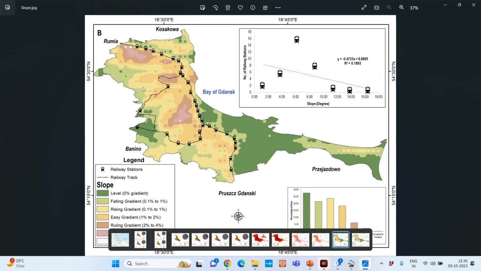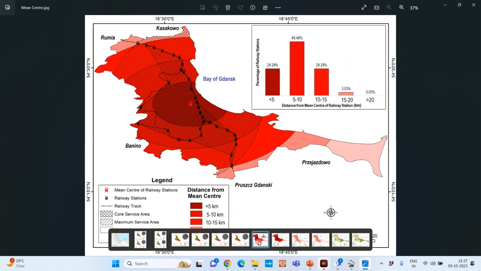You can also analyze the slope, relief, that is the raster data. You need to download that and classify that into different categories. Suppose I categorize like this, the low level means 0 percentage. Suppose you look into this also.